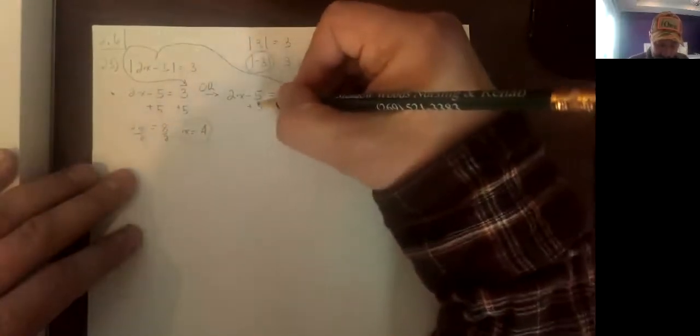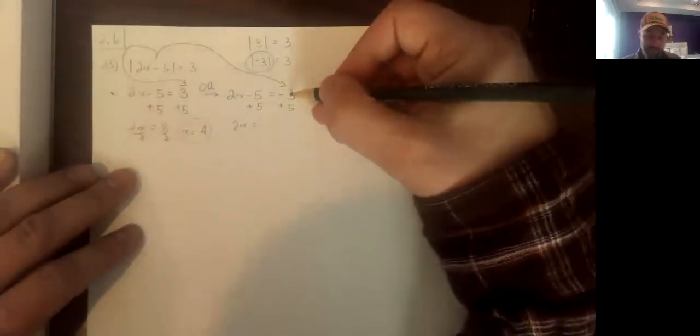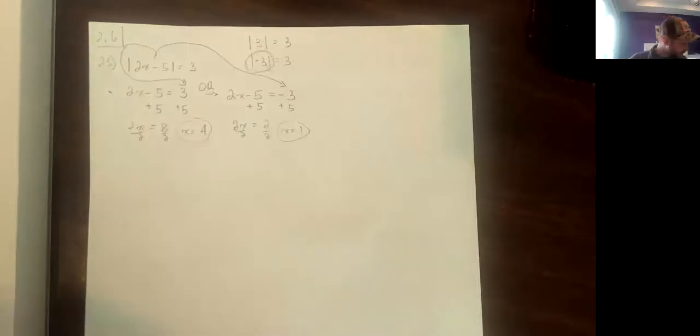So I solve both of them. 2x equals 8. Divide by 2. x can equal 4. And then over here, if I add that, I end up with 2x not equals 8 now because I had a negative 3, so 2x equals 2. And I divide, x equals 1. So I know my 2 values for number 23 are 1 and 4. x equals 1, x equals 4.